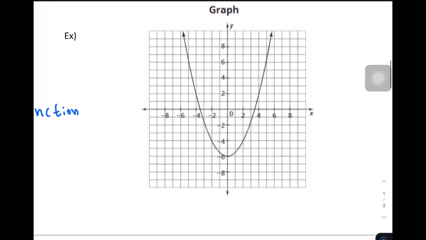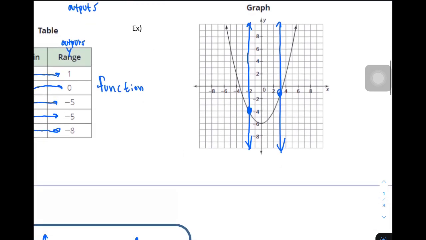So looking at this graph, is this a function? Well, let me just put a vertical line anywhere randomly. Going up and down. How many times did that hit the graph? It only hit it one time. And you can see if I put that line anywhere on the graph, it's only going to hit it one time. So each input has exactly one output. So this is also a function.